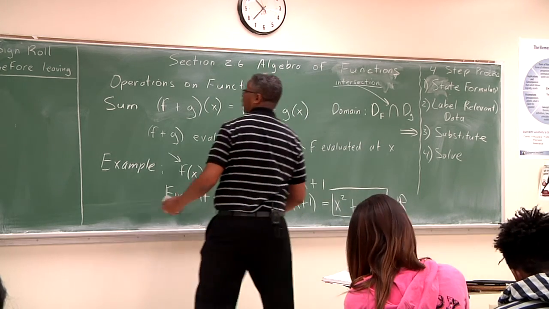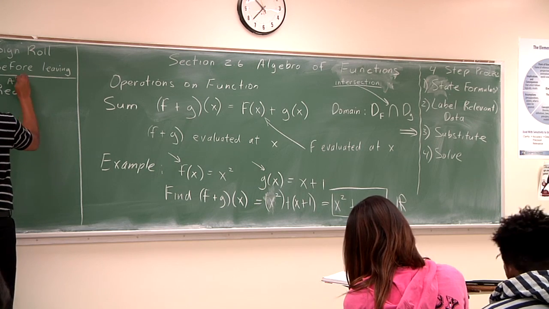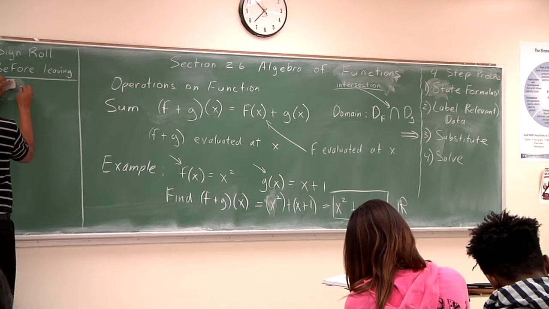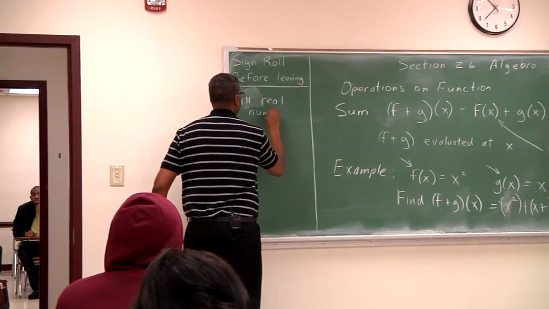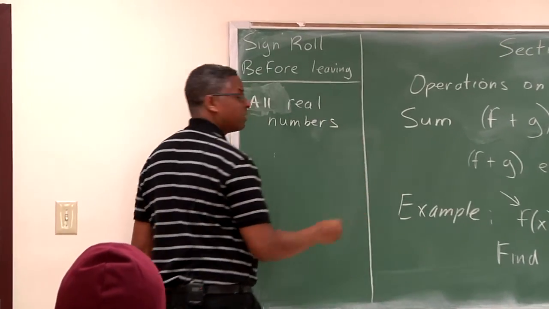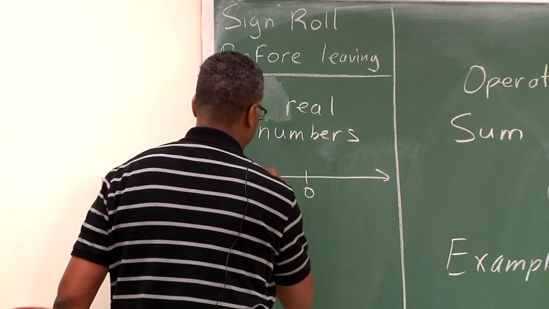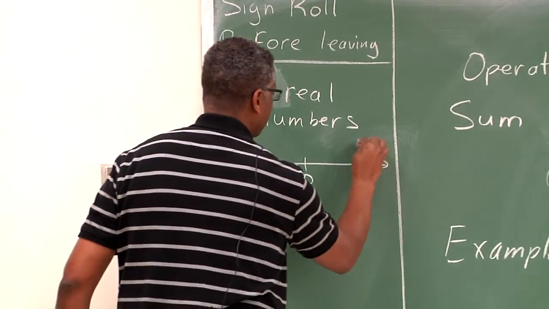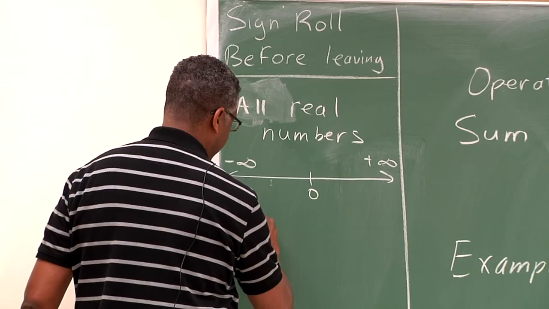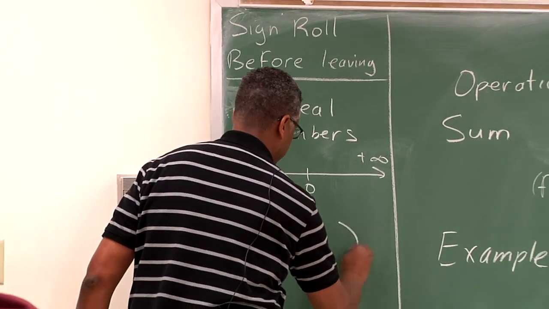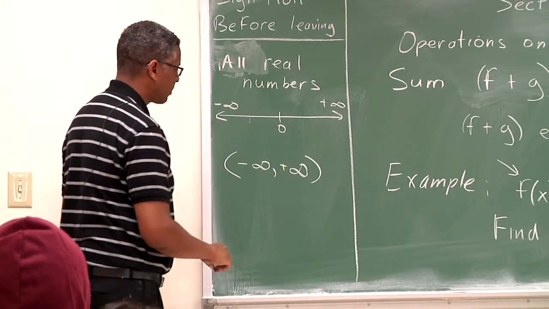So if you recall, all real numbers can be expressed many different ways, right? If you want to express it in terms of a number line, you basically draw a number line, zero in the middle, this is minus infinity, this is plus infinity, okay? You can also express it in interval notation, so that's minus infinity to plus infinity, okay?